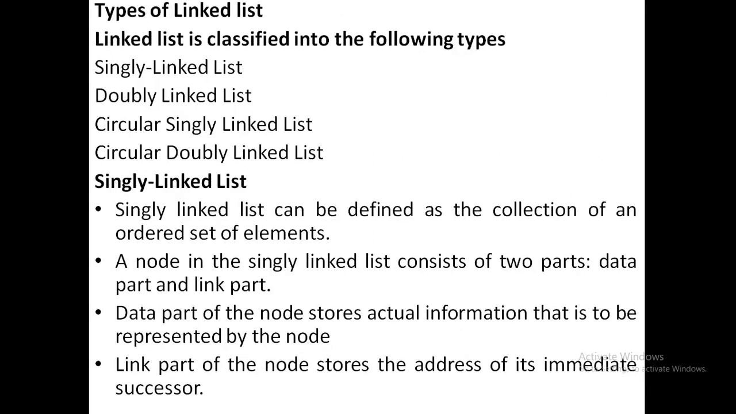Types of linked list. Linked list is classified into the following types: singly linked list, doubly linked list, circular singly linked list as well as circular doubly linked list. Singly linked list. This is defined as a collection of an ordered set of elements, and the node in a singly linked list consists of two parts, data part and link part. The data part stores the information that is to be represented by the node, and the link part stores the address of an immediate successor node.